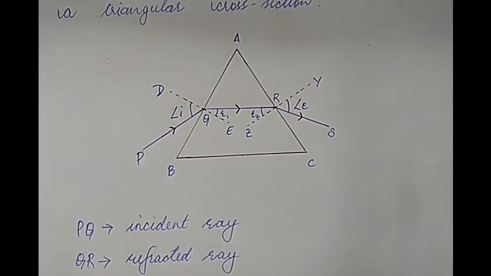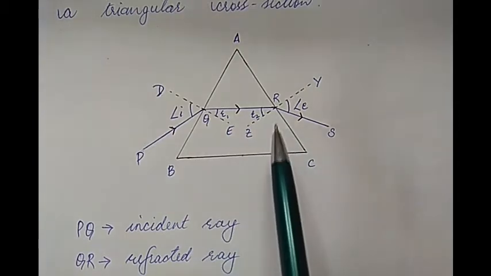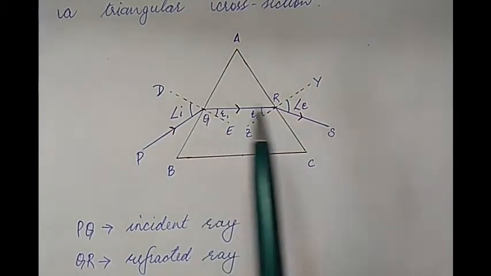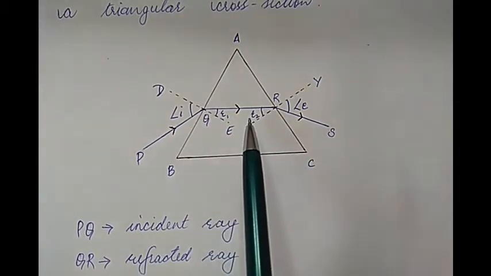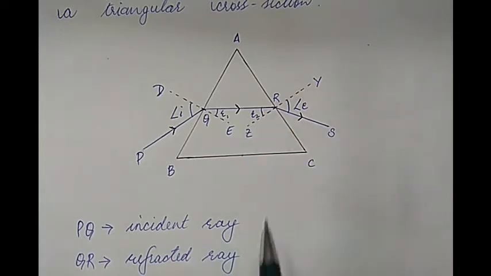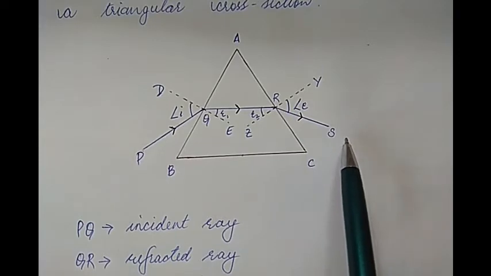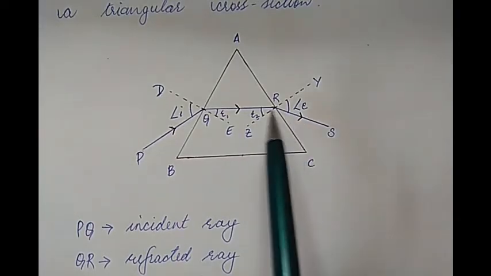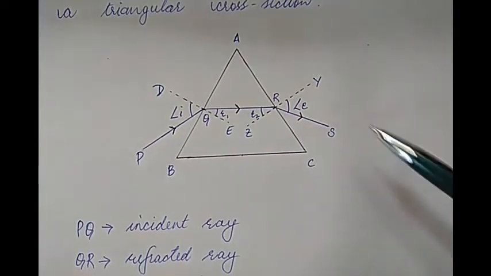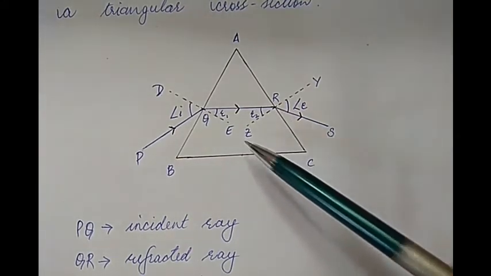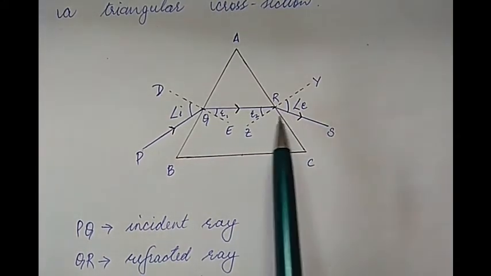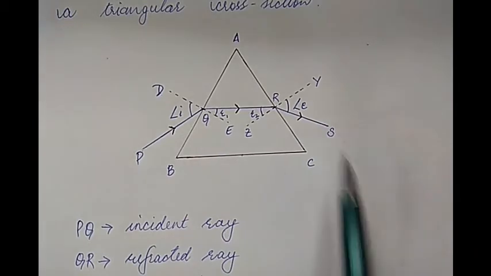Now for refraction taking place through the second refracting surface AC, QR is the incident ray. And this incident ray QR is coming from the denser medium and going towards a rarer medium. So we know whenever a ray of light comes from a denser medium to a rarer medium, it bends away from the normal. And the normal to the second surface is YRZ. So RS, we can say, is the emergent ray.